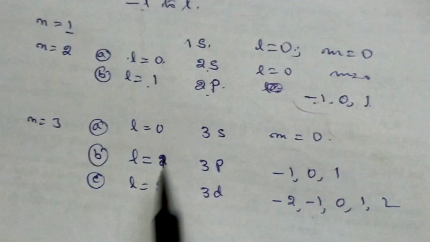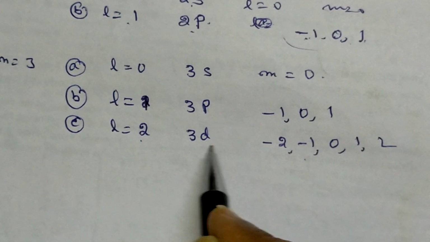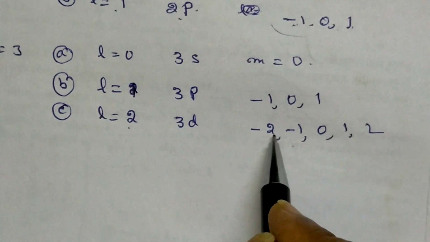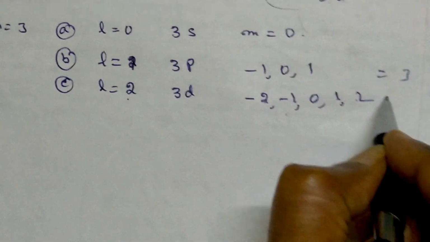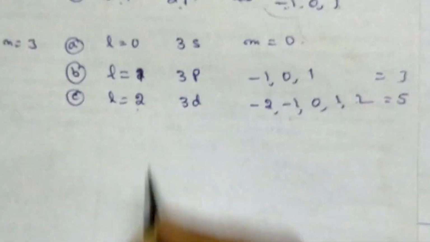And l goes from 0 to n minus 1, so for n equal to 3 there are three values. How many subshells? 1, 2, 3, 4, 5. In p there are 3, in d it is 5. They are like this.